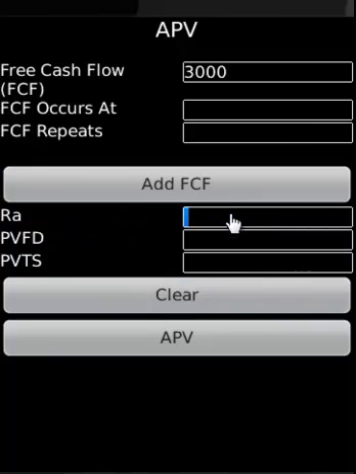So we added one cash flow, say we add the second cash flow, and we add the third cash flow. Okay, RA is 5%, present value of financial distress 3,000, and present value of tax shield, say 4,000.